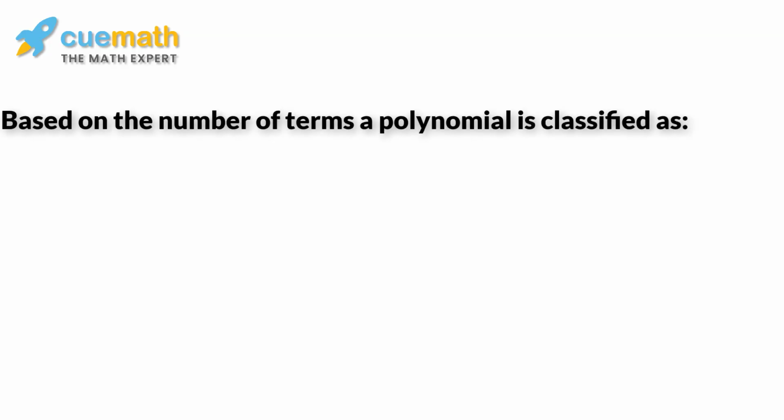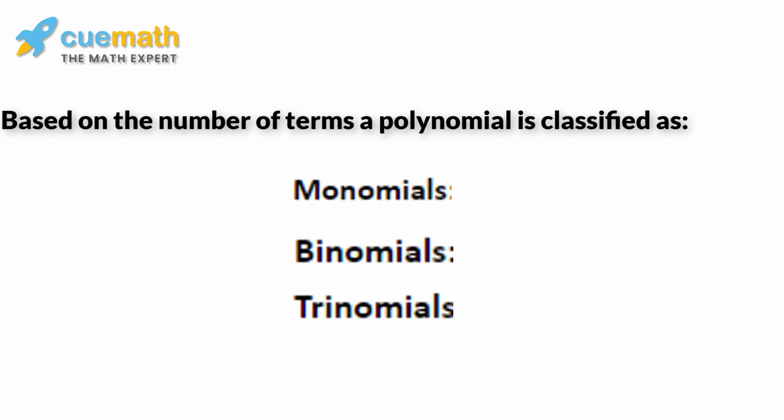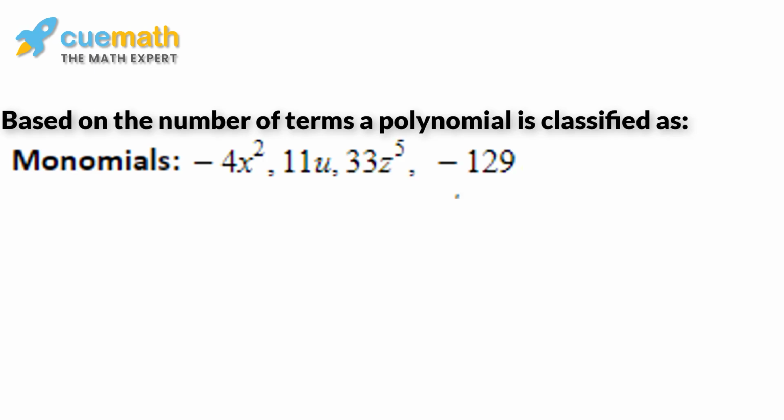Moving on, we'll see the first classification of a polynomial. Based on the number of terms present in a polynomial, it is classified as monomials, binomials, and trinomials. Let's take the first one, which is a monomial. As the name suggests, mono means one. So any polynomial with only one term is called a monomial. Examples for monomials would be negative 4x squared, 11u, 33z raised to the power 5, negative 129. All these contain only a single term, so they are called monomials.